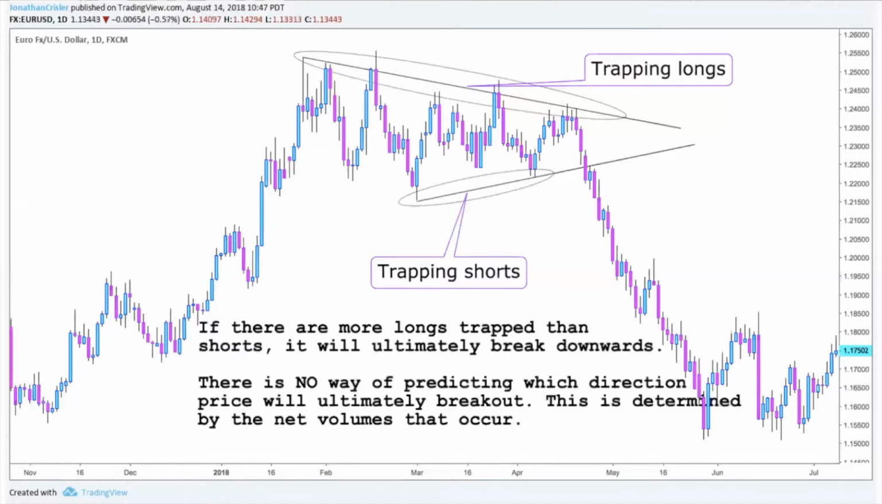There's no way of predicting which direction price will ultimately break out. This is determined by the net volume that occurs. If you don't know what net volume is, you can go into order books and start seeing what orders are being put in. Unfortunately, I don't think retail traders like you and me have easy access to the exact amount of volume or the net volume, so it's going to be hard to predict it. But that's why we have technical analysis, price action, all these good tools to help us make the prediction, even though we might not have access to what these bigger traders have.